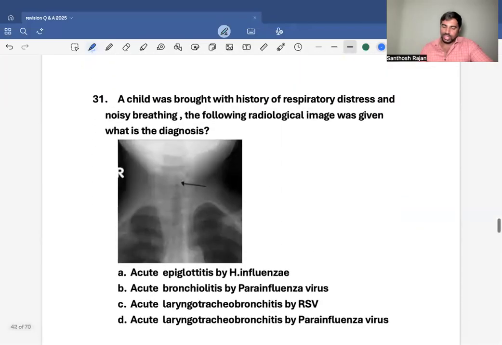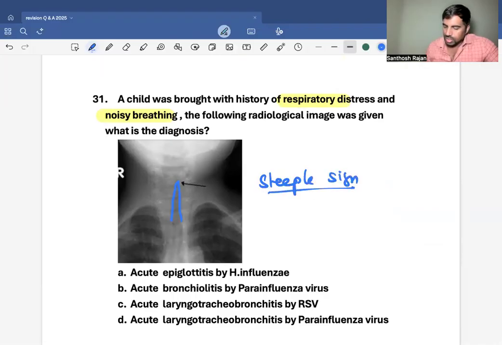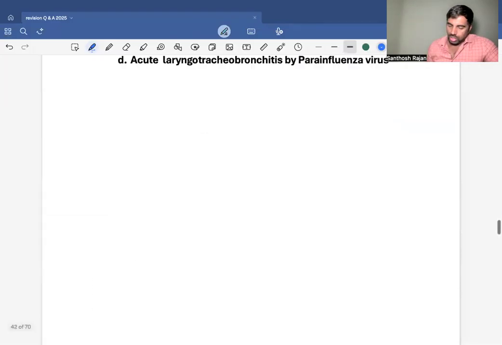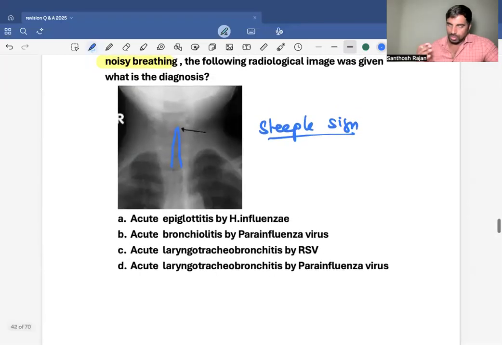Next question, another question that is repeated a lot of times. A child was born with a history of respiratory distress and noisy breathing. Radiologic examination is shown, and they have given this sign. This is a steeple sign. I always told you, the steeple sign is in the croup, which is caused by parainfluenza.